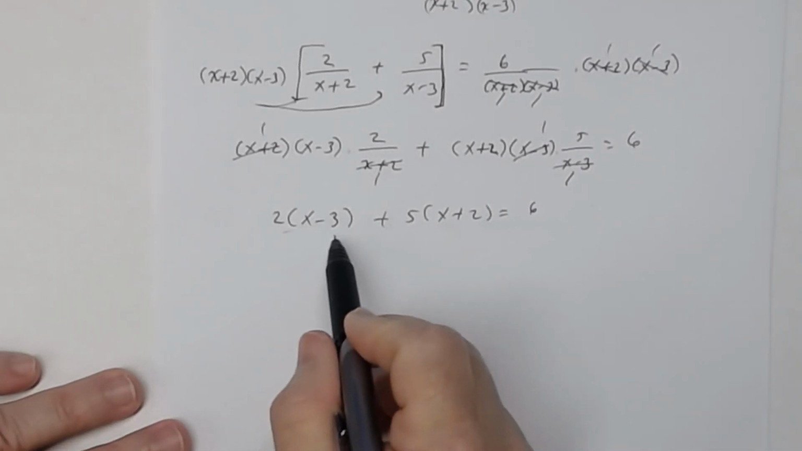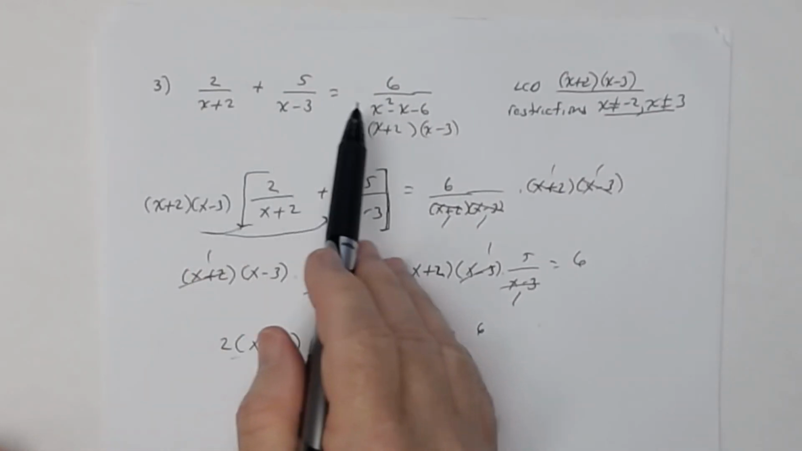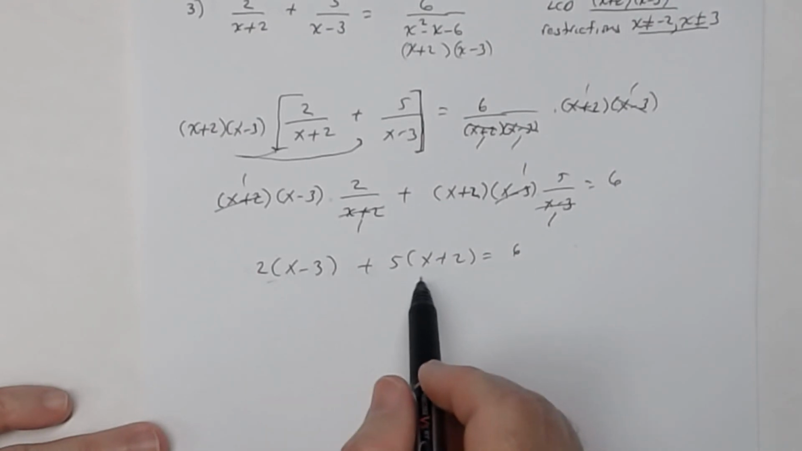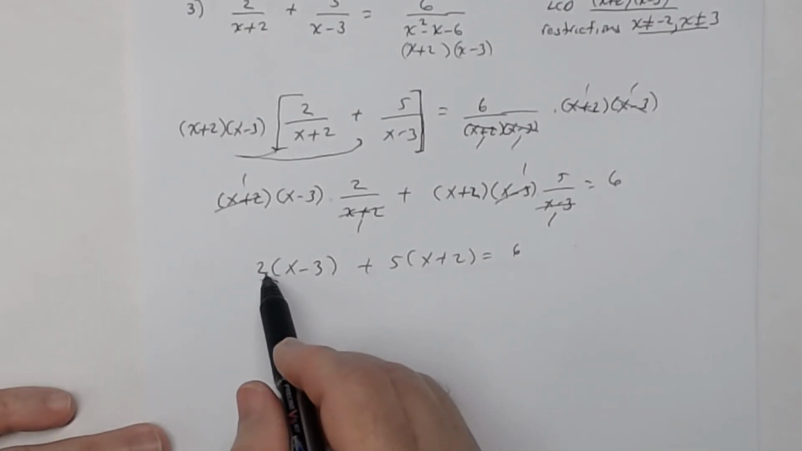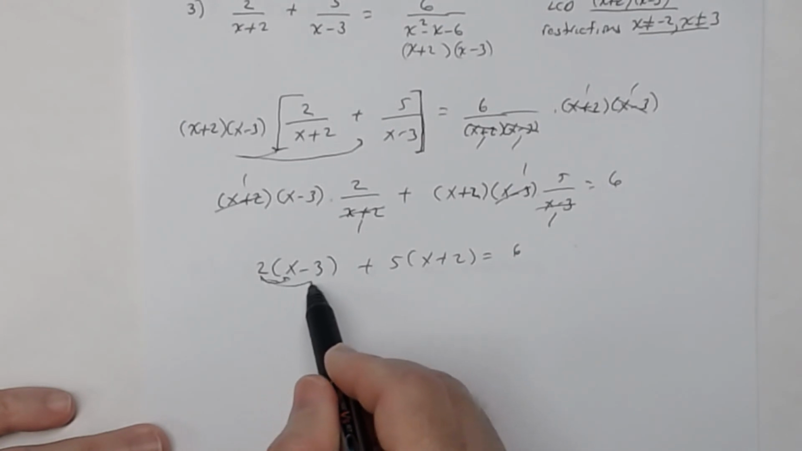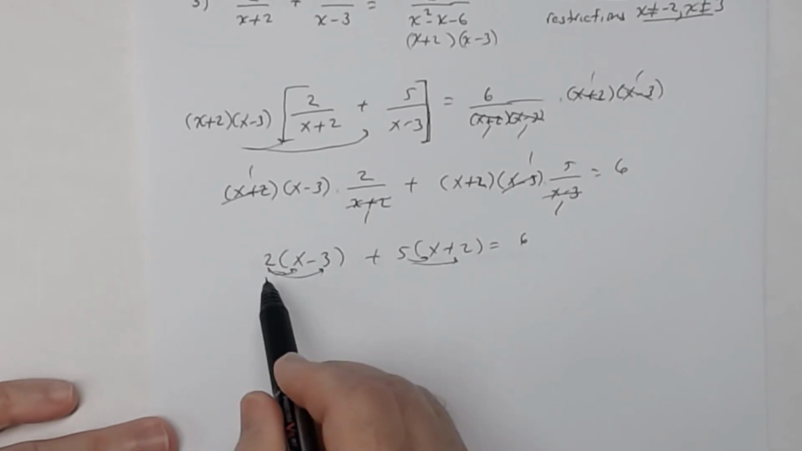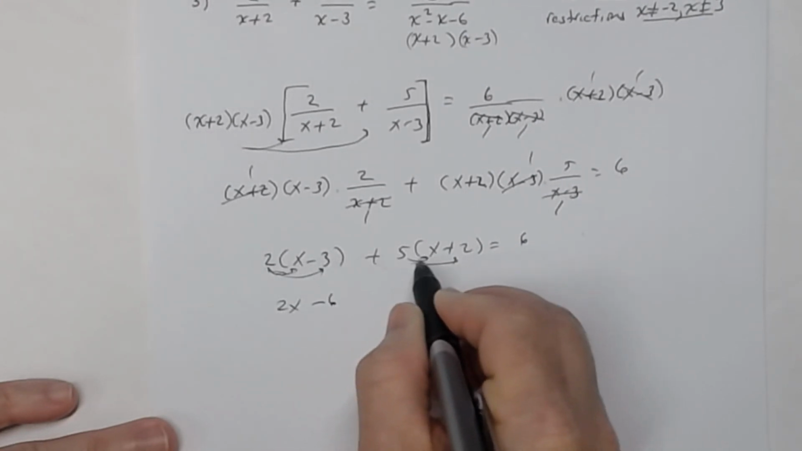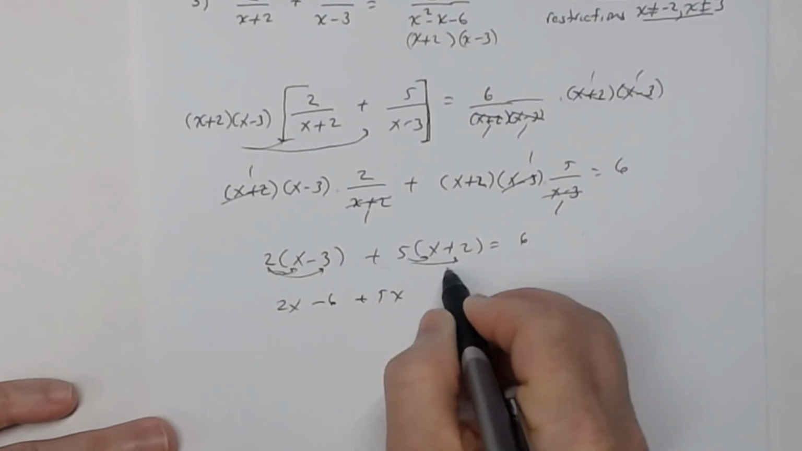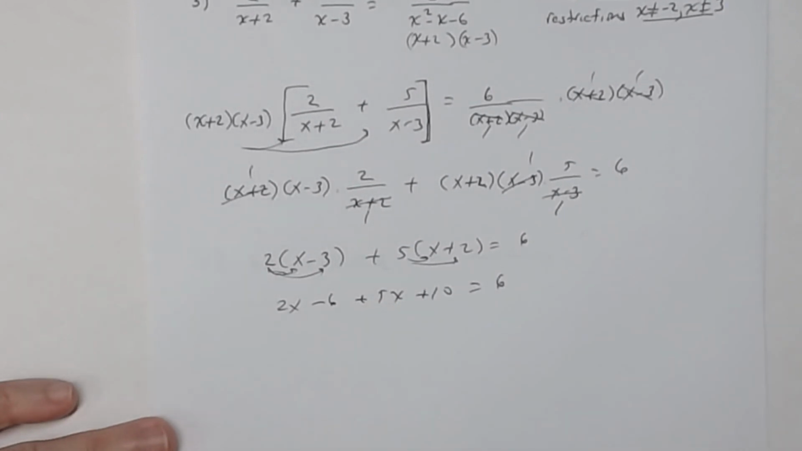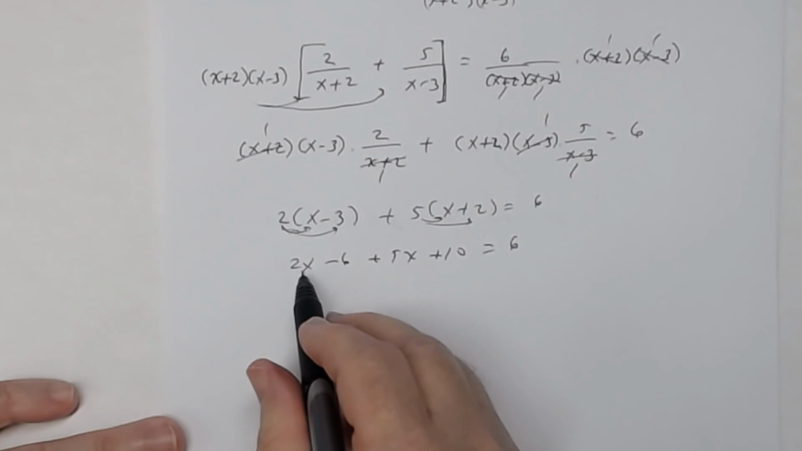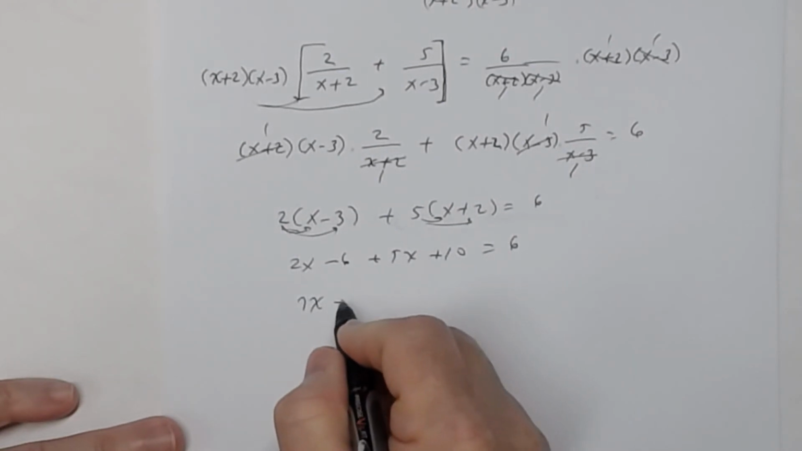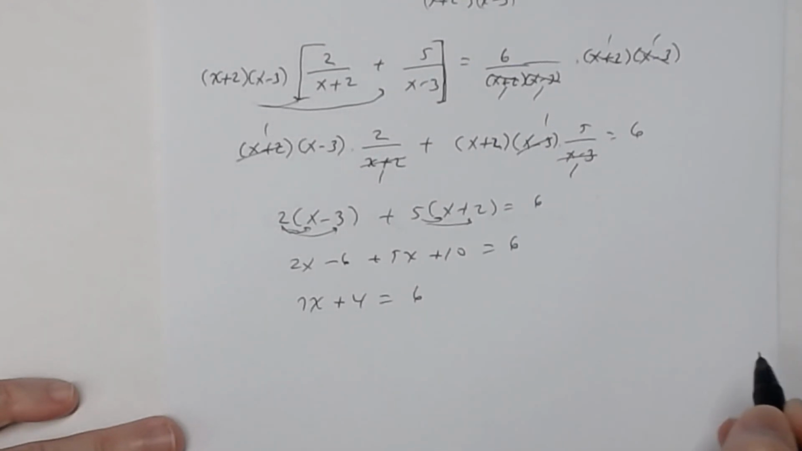And now we're going to go ahead. Notice now I have an equation, a linear equation. So I went from a rational equation to a linear equation without any fractions. And so now we're going to just use the distributive property. And when I do that, I get 2 times x is 2x. 2 times a negative 3 is a negative 6. 5 times x is 5x. And then 5 times 2 is 10 equals 6. Combining like terms, 2x and 5x is 7x. A negative 6 and a positive 10 is a positive 4 equals 6.